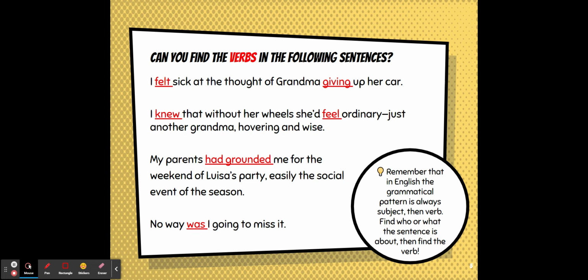Finally, no way was I going to miss it. Here, this is breaking the pattern a little bit. I is the subject, and was is the verb. Was is describing I's state of being.